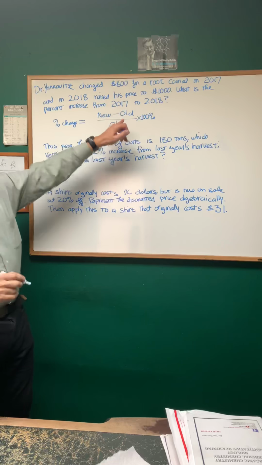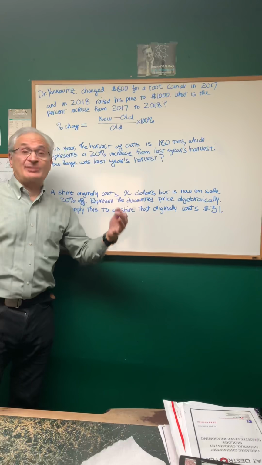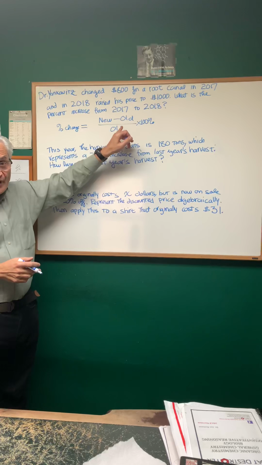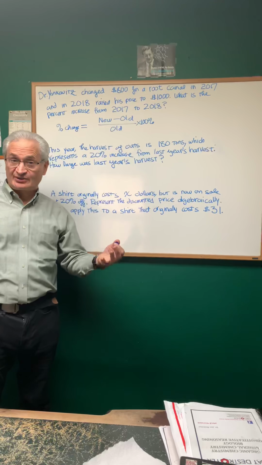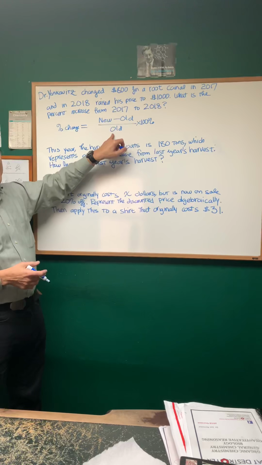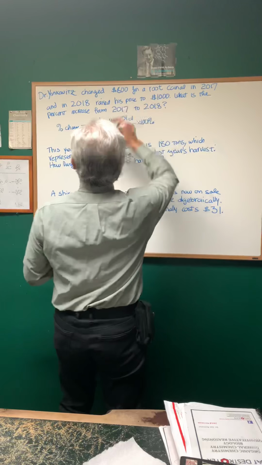So new minus old. If the new value is greater, the percent change is going to be positive. It's going to be a percent increase. If the new value is smaller than the old value, the percent change is going to be negative. It's going to be a percent decrease. And that difference is always being compared against the old value. That's why the old value is in the denominator. So let's apply this to this problem.